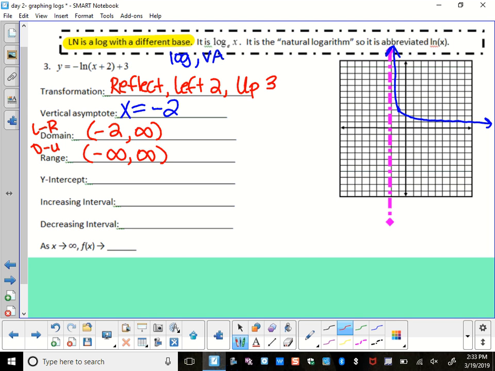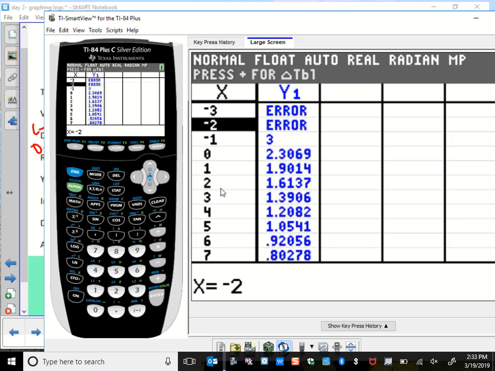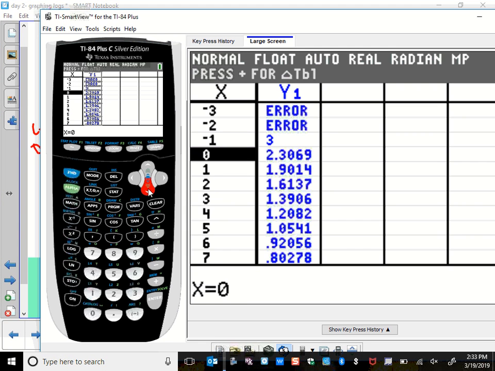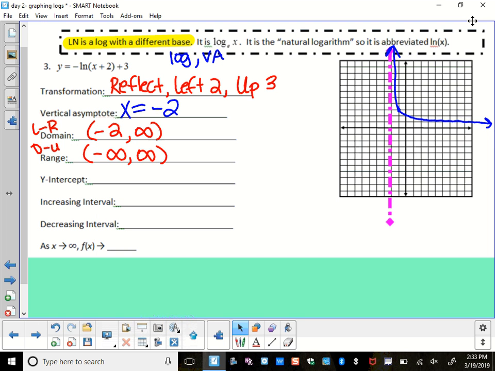Let's grab your calculators, look at your y-intercept. For your y-intercept, I'm looking to see where x is 0. Let's just round that. 2.3? 0, 2.3. I'm looking in my table to where x is 0. If you want to write 0, 2, and just estimate, that's fine too, looking at your graph.